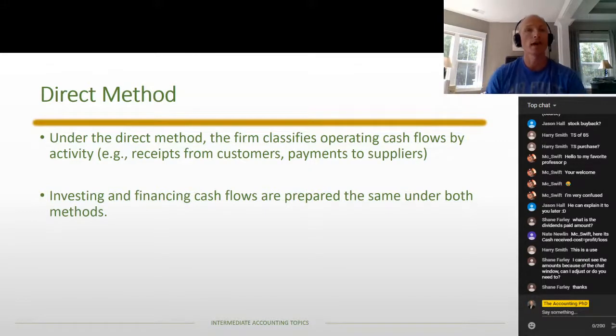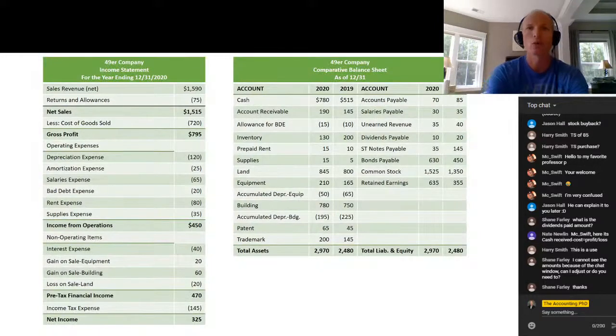Just so you know, on the test, what you're going to have to do is create the entire statement of cash flows using the indirect method, and then create the operating section only using the direct method. So you're going to have to be responsible for both. So definitely pay attention to this. You're going to need to be able to do both for the test. All right, so same information, nothing there has changed.